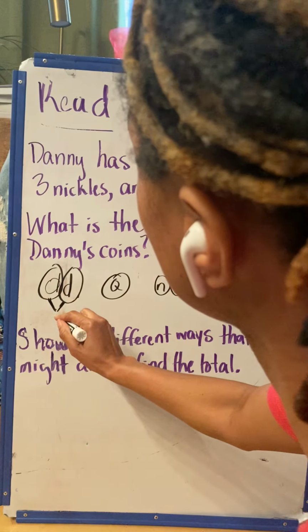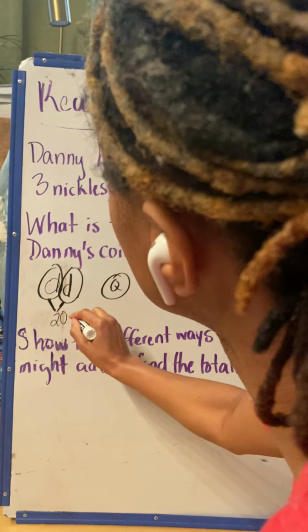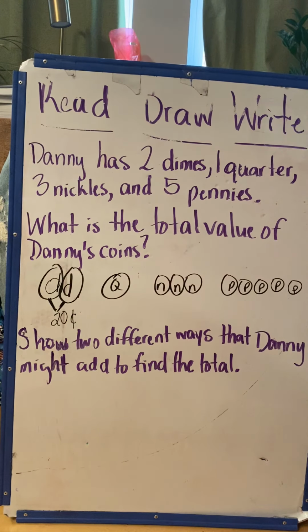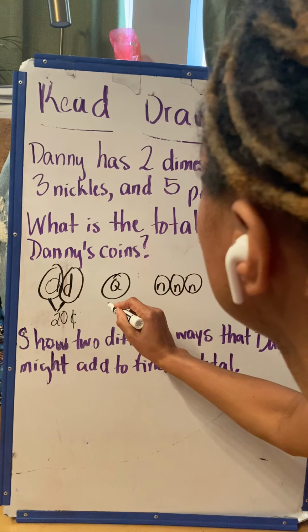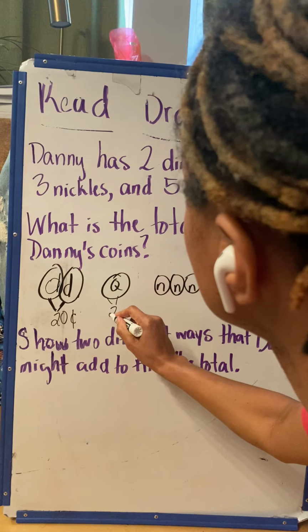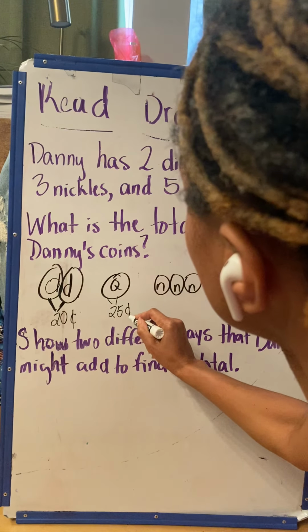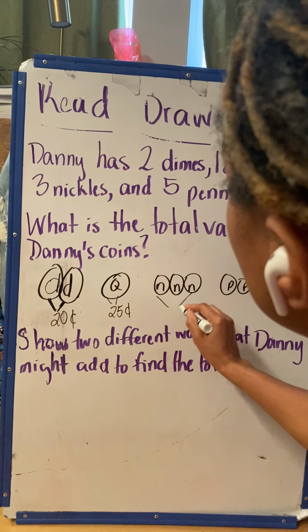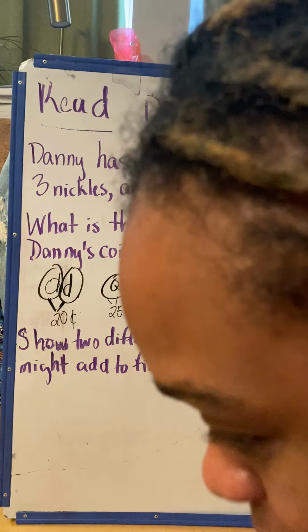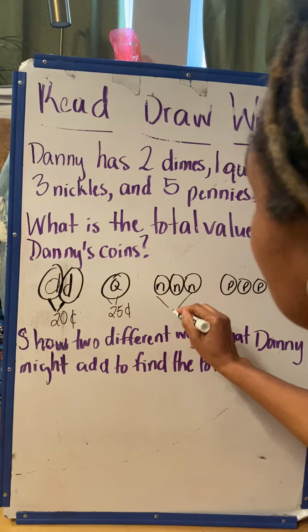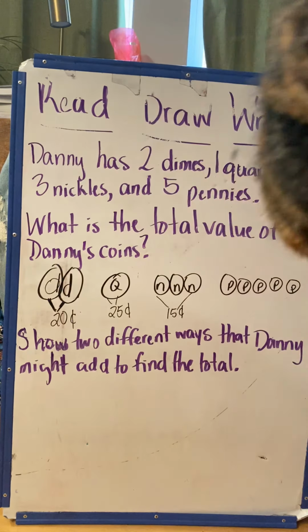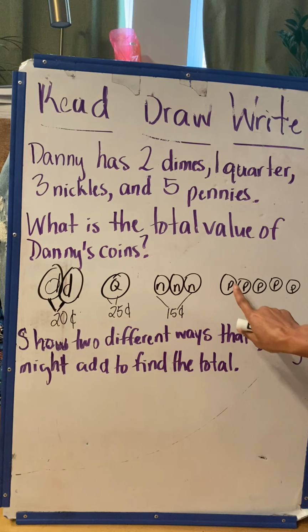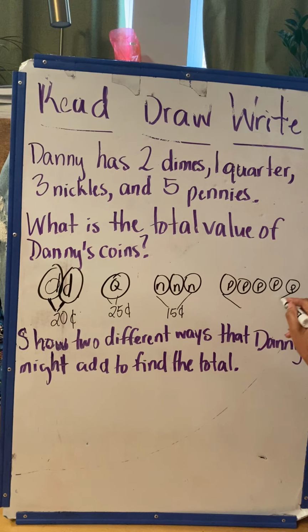So 2 dimes will be 20 cents because a dime is worth 10 cents. So if I had 2 of them, I would count by 10s, 10, 20. I know that a quarter is 25 cents. 3 nickels, what do we count by when we're working with nickels? 5. 5, 10, 15 cents. And I also have 5 pennies. 1, 2, 3, 4, 5 cents, because a penny is worth 1 cent.